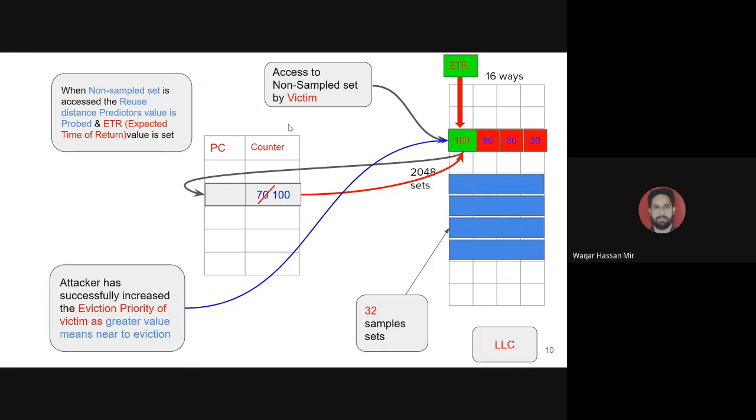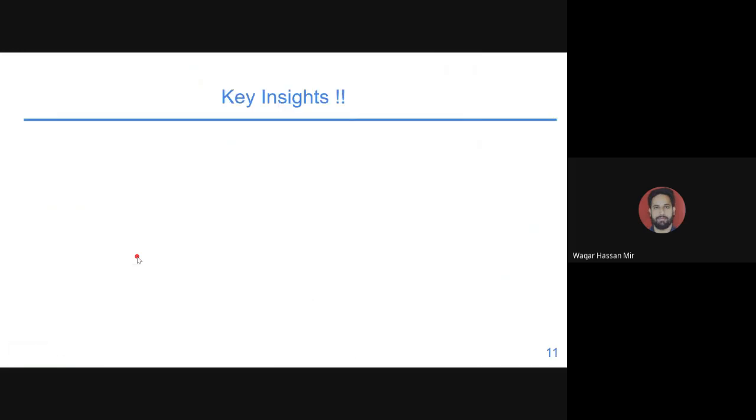Now let's say the attacker has successfully increased the eviction priority of the victim. We can see here, the attacker has successfully increased the eviction priority of the victim, as a greater value means nearer to eviction, right? Now let's see what the key insights are, right? So the first insight is the basic one: we can mount a performance degradation attack, in which one thing is very sure.